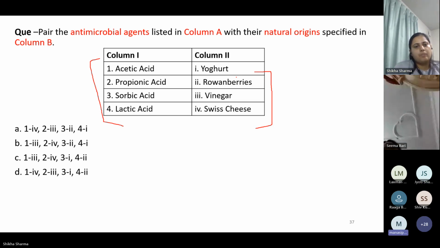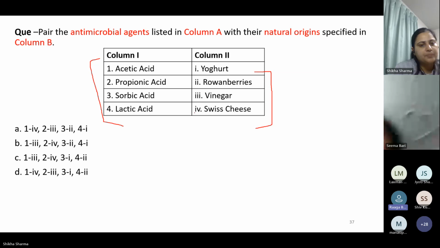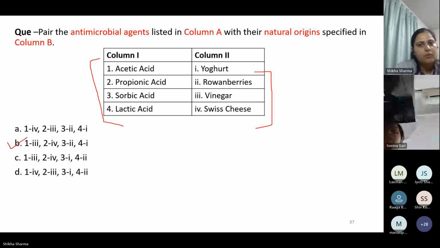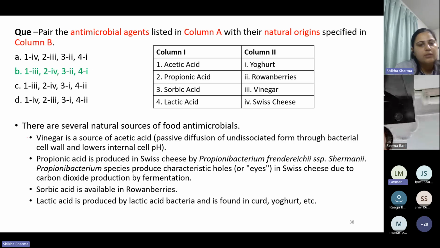Option B. Yes, everyone is correct. So vinegar is a source of acetic acid, right?